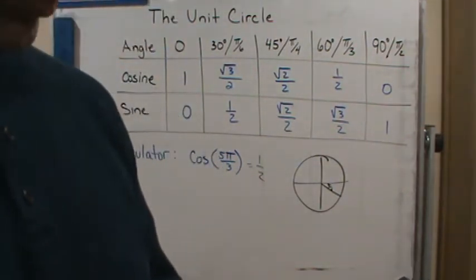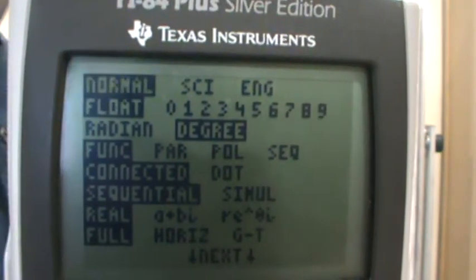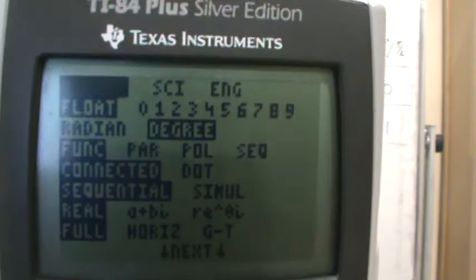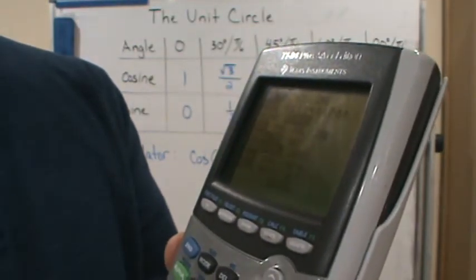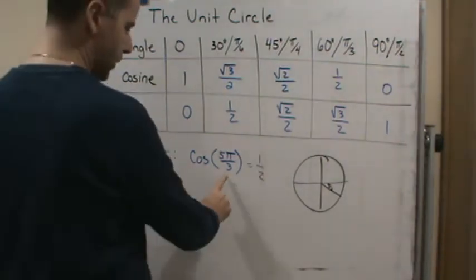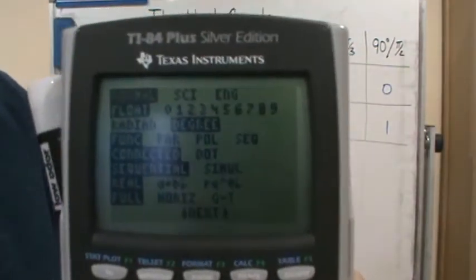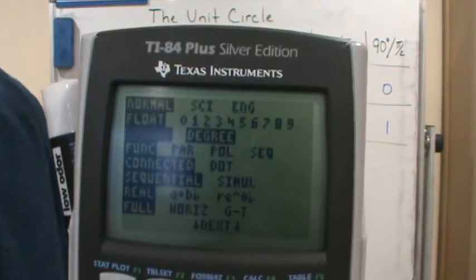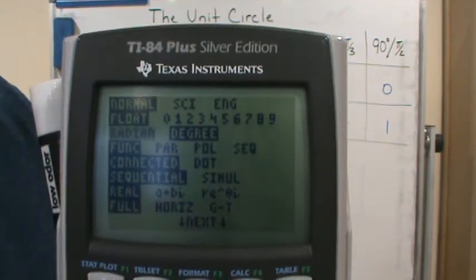I'm going to go to the mode and notice that my calculator is on degrees. I've got degrees highlighted. Because the angle here is measured in radians, make sure that your calculator is in radians, not degrees.